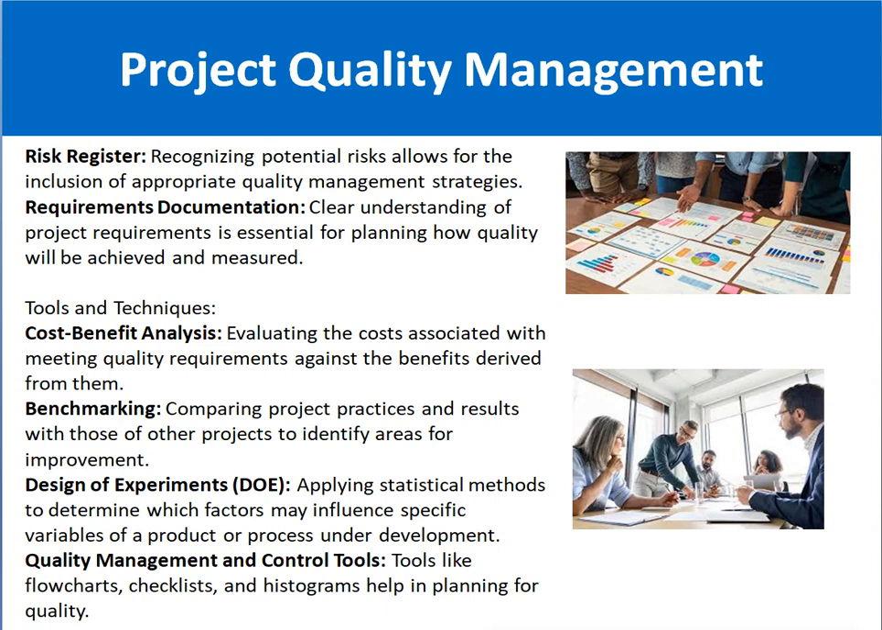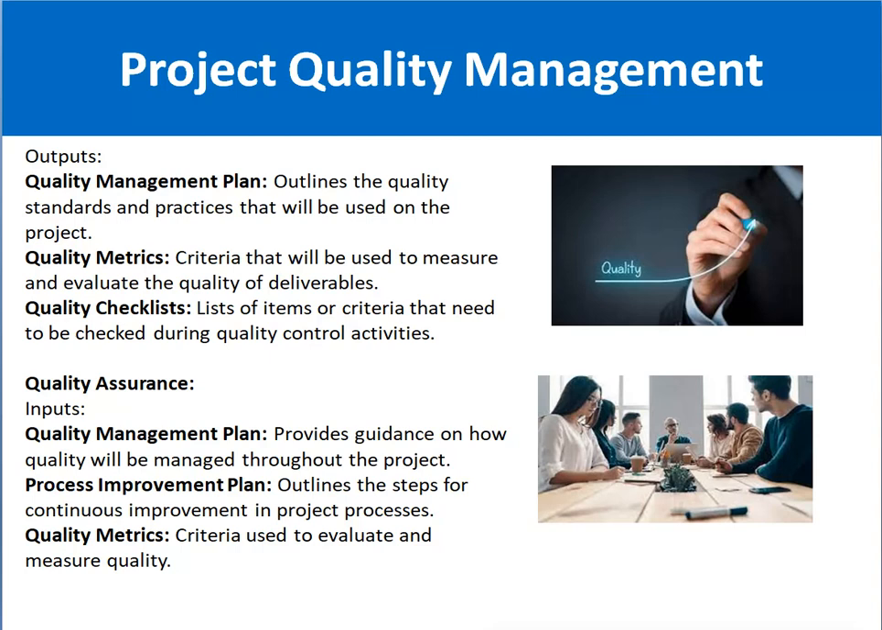Next is the design of experiments, or DOE, which means applying statistical methods to determine which factors may influence specific variables of a product or process under development. Then quality management and control tools like flowcharts, checklists, and histograms help in planning for quality. So all these are the tools which we use in planning.